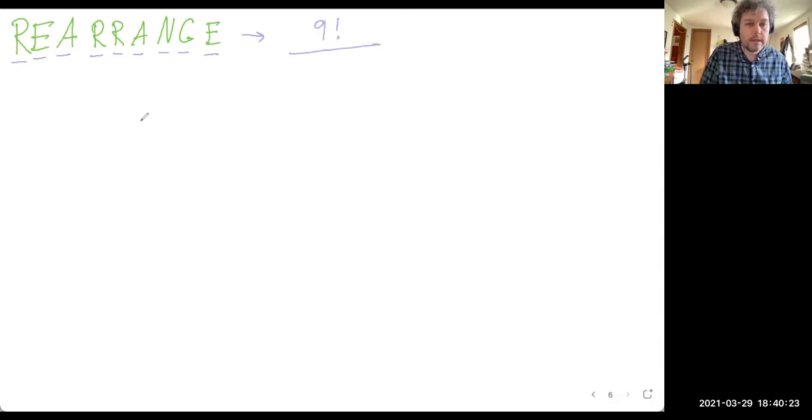And then how many repeats do we have? Well, I have a repeat with R. This is a repeat, repeat, repeat. So it looks like I have 3 R's. What about E's? I think I have a repeat of an E here and here. So that's 2 factorial.